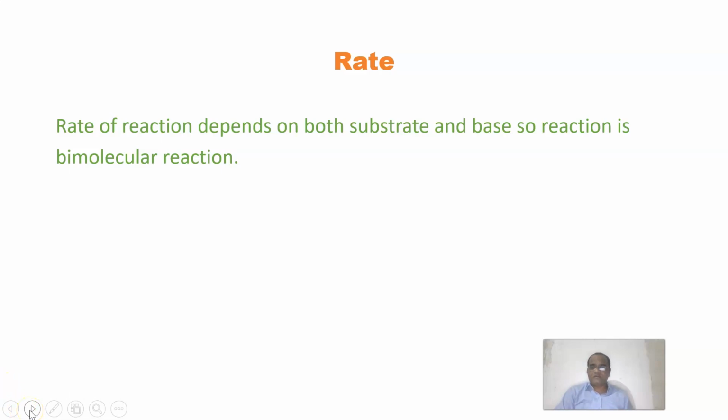So substrate and base. So here you can see the rate of reaction with a constant K, and this is nothing but our substrate, right? Tertiary butyl chloride, and having a base. So the bracket indicates its concentration actually, right?